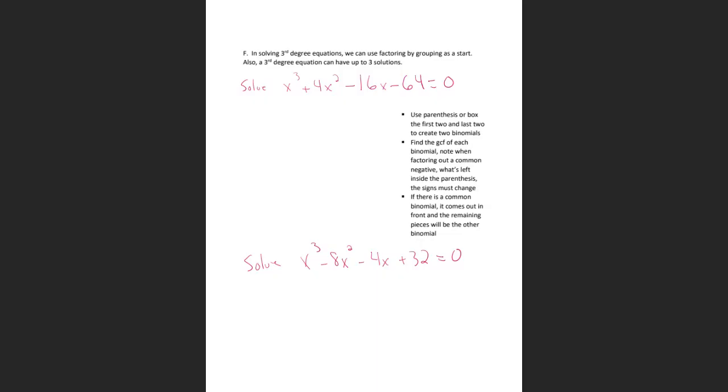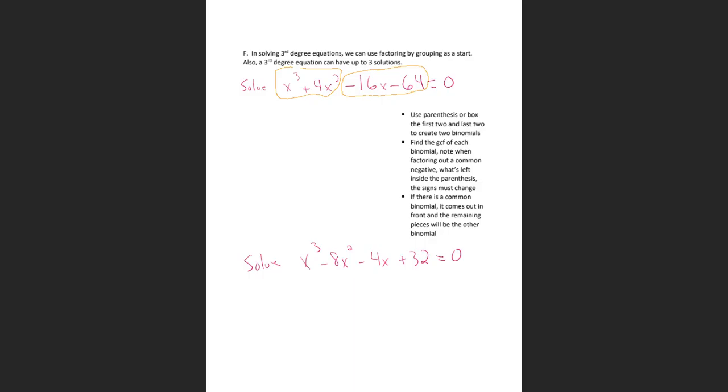So now, this brings us to third degree equations. What we're going to do here is, since there's going to be 4 terms, we're going to use grouping as a strategy. I usually use what's called the box method. It just helps me see things better. So I'm going to draw a box around the first 2, and I'm going to draw a box around the second 2. This usually works for most of the things we're doing.